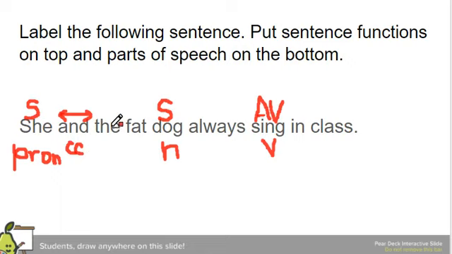Okay, and then we've got the. Well, it tells us which dog, right? The dog. And we're going to class that as, you can write adjective, but you can go ahead and be a little more precise and write article. Again, only three articles: a, an as in an apple, and the. Okay, what does fat tell us? It tells us what kind of dog, right? So it's modifying a noun. That's an adjective.